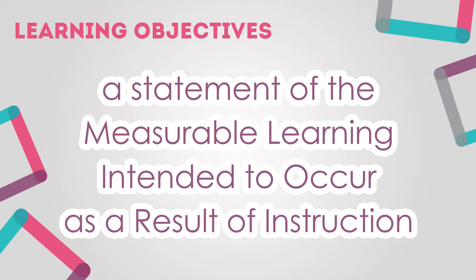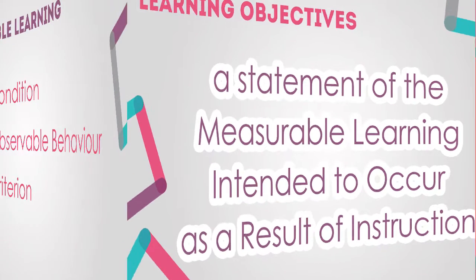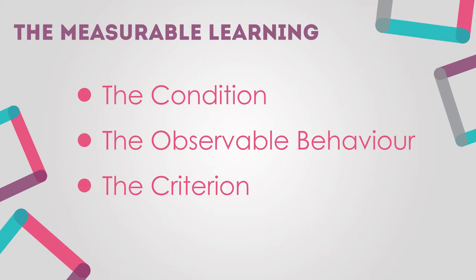The learning objective is a statement of the measurable learning that is intended to take place as a result of instruction. Let me explain about the important points regarding the learning objectives. That is the condition, observable behavior, and the criterion.